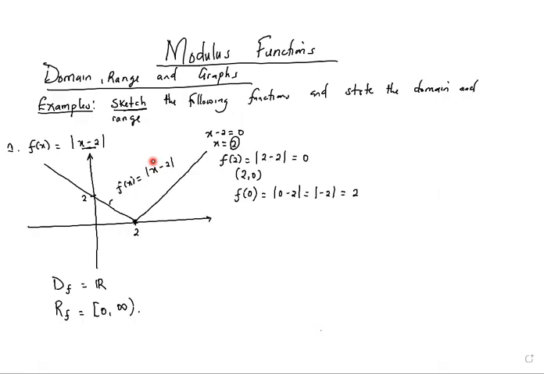So, for the range, since the vertex is on the positive side, we're not looking for any negative values.